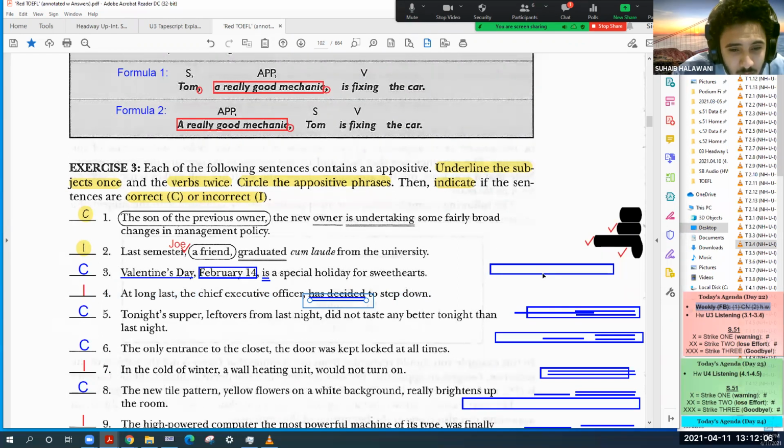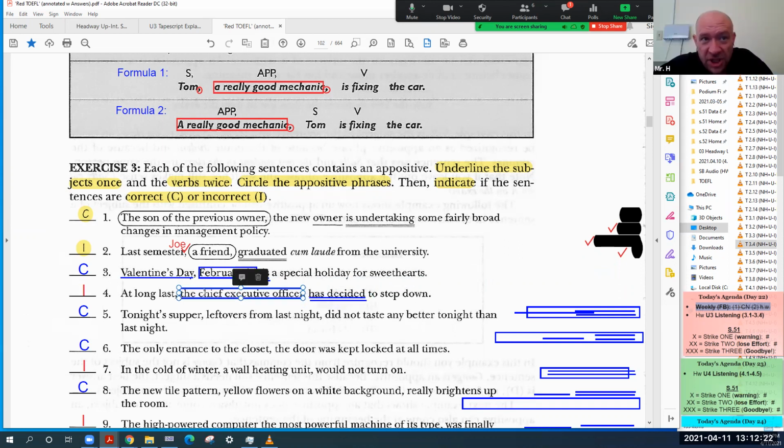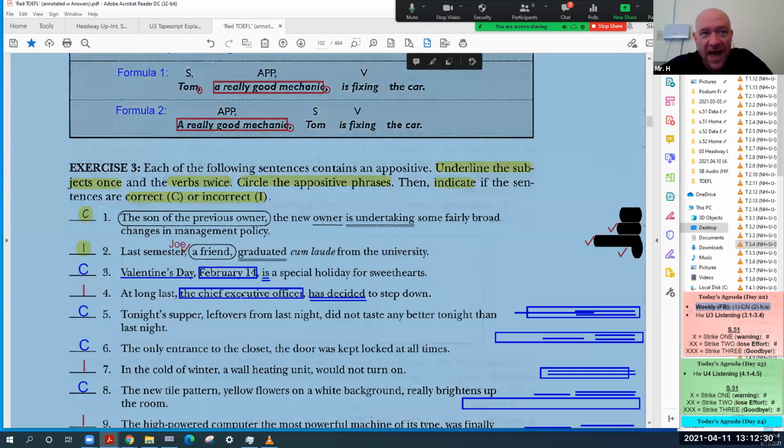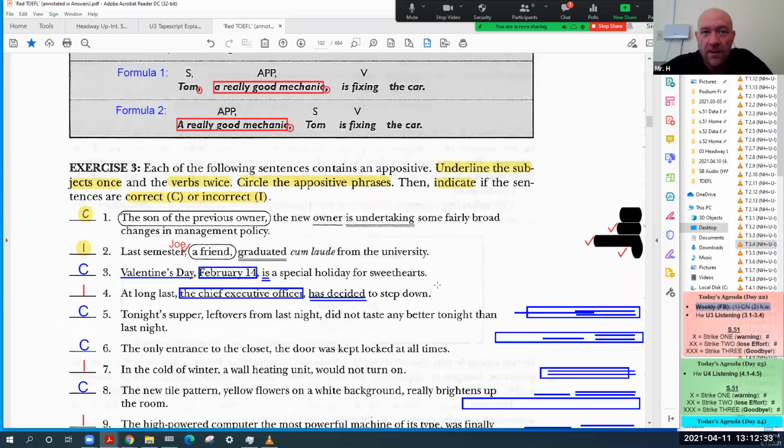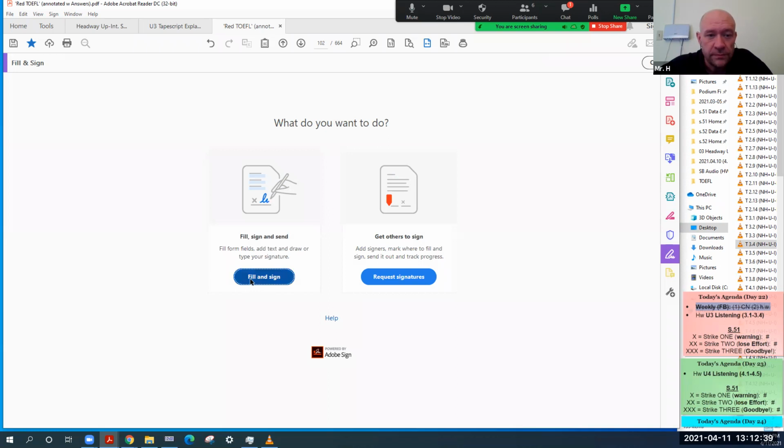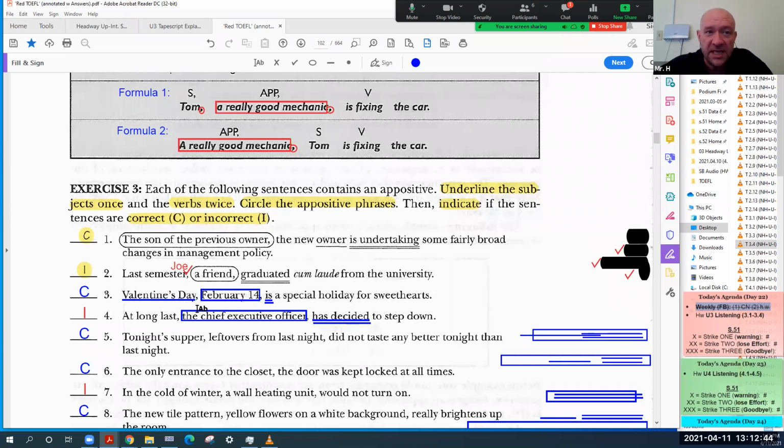Which formula is this? Formula One. But we're missing the subject. Where is the appositive? In the middle. Now, this is a noun, right? Chief Executive Officer, it's a noun. So we need a word that has the same meaning. What should I do? Chief Executive Officer, CEO.